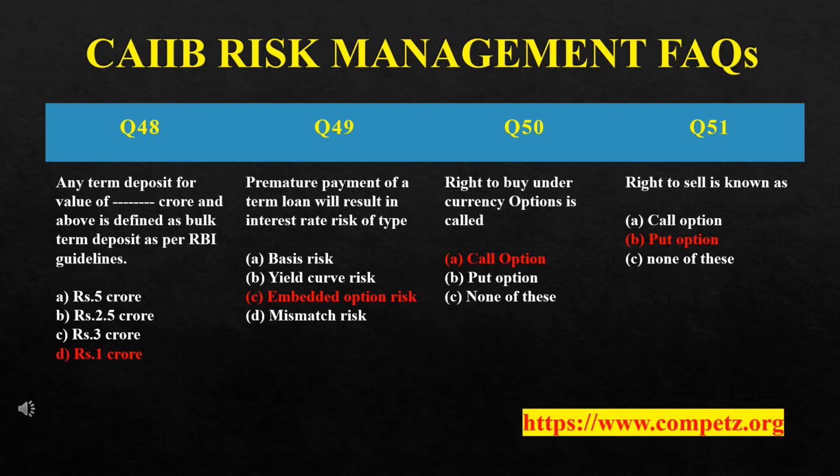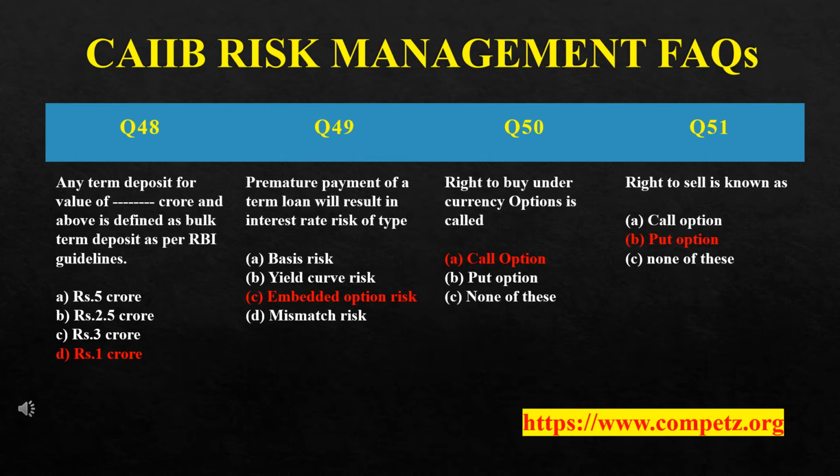See, premature payment of a term loan will result in interest rate risk of dash type. It's an embedded option risk. Why? Because the embedded option brings uncertainty into the calculations. Which calculation? Funds calculation. Which funds calculation? Inflow or outflow of funds. Either of the two could be different depending upon whether the specific embedded option is exercised or not.